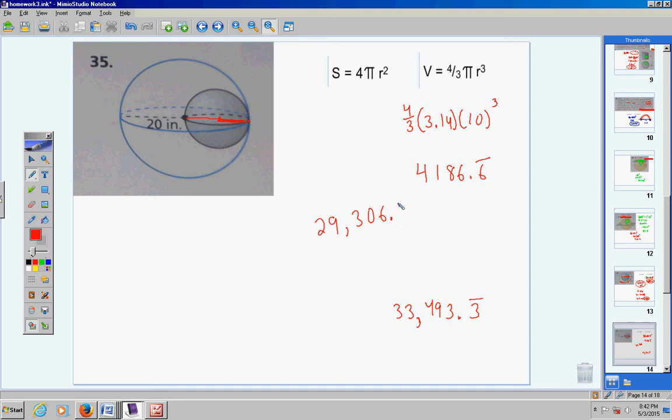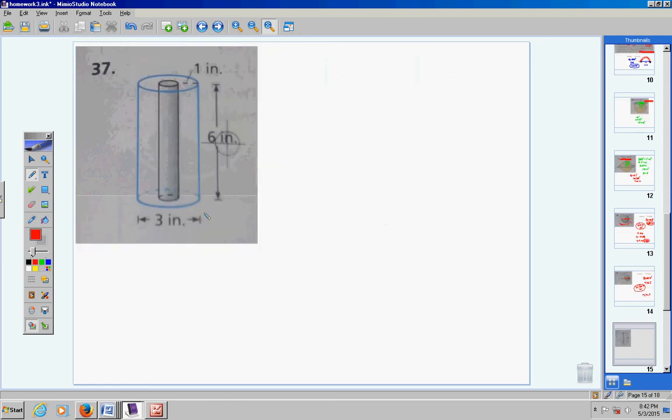29,306.6 repeating. I'm just going to put 0.7, and that would be volume inches cubed. These are pretty cool problems, guys. They're going to make you think. Alright, number 37. Number 37 has nothing to do with spheres at all.